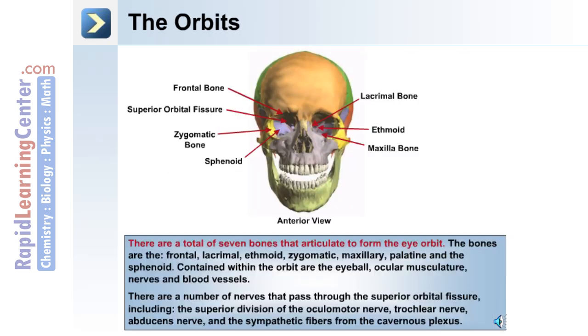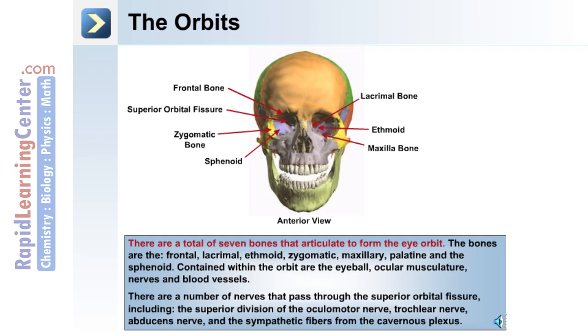The orbits of the eye are made up of a combination of 7 different bones. These bones are shown in this anterior view of the skull, and the bones are the frontal bone, the zygomatic bone, the sphenoid bone, the maxilla bone, the ethmoid bone, and the lacrimal bone. Contained within the orbit are the eyeball, the ocular musculature, nerves, and blood vessels.